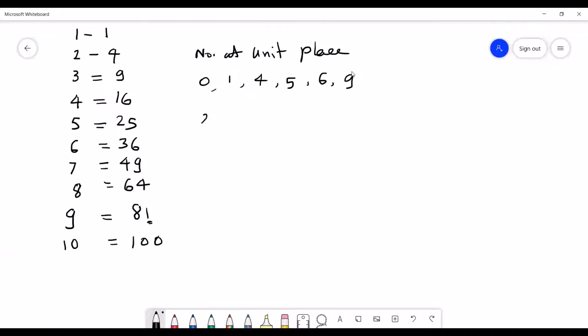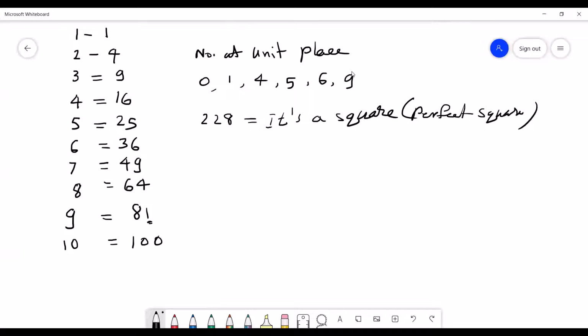Suppose we are taking this number. Identify whether this is a perfect square or not. This unit place is 8. Whether the unit place 8 is there in our listed numbers 0, 1, 4, 5, 6, 9, 8 is not there. So it's not a square. This is not a square of any number. This is not a square means this is not a perfect square. That also to be noted.